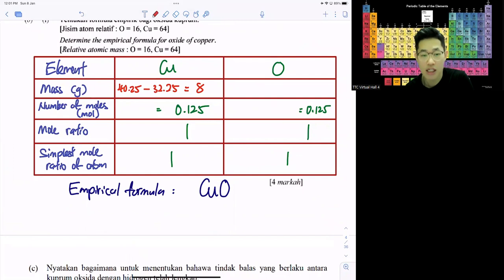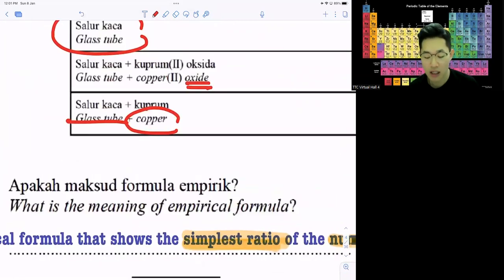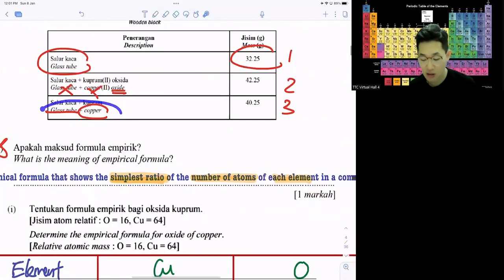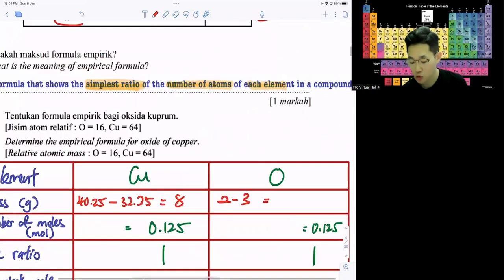So oxygen is the same, no? If you want to find the oxide, you don't want the glass tube, you don't want copper, right? Okay, so this is the mass of glass tube and copper. So you use the second one to minus the third one to get how many grams? 2 grams.